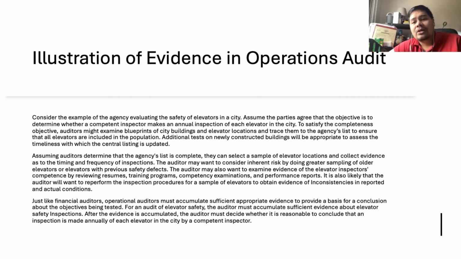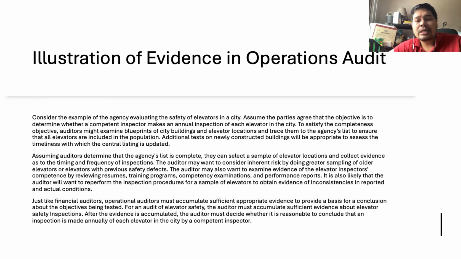Okay, here's an illustration of evidence in operations audit. So let me read through this. Consider the example of the agency evaluating the safety of elevators in a city. Assume the parties agreed that the objective is to determine whether a competent inspector makes an annual inspection of each elevator in the city. To satisfy the completeness objective, the auditors might examine blueprints of city buildings and elevators, locations, and trace them to the agency list to ensure that all elevators are included in the population.